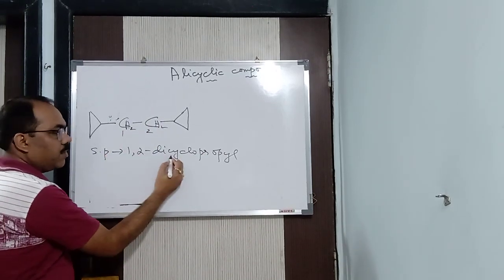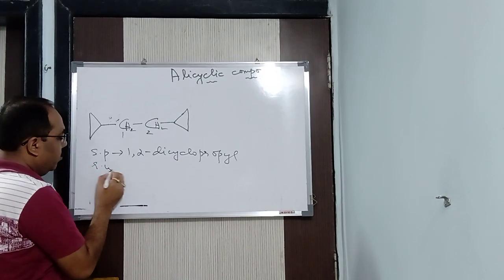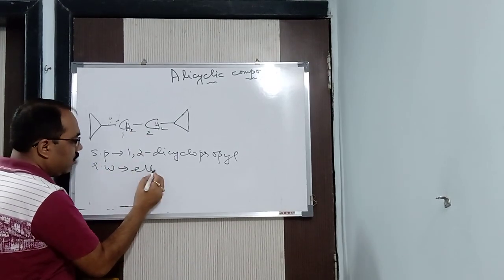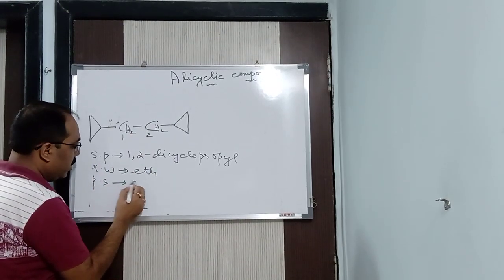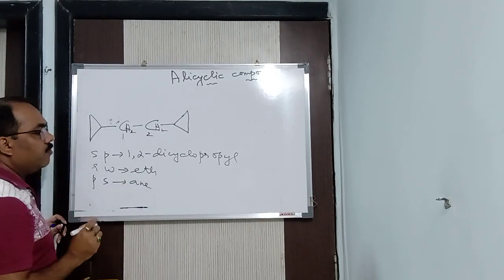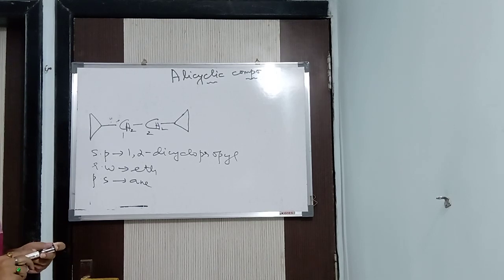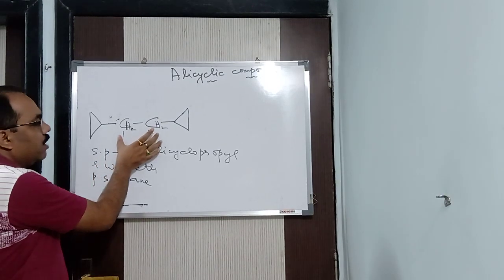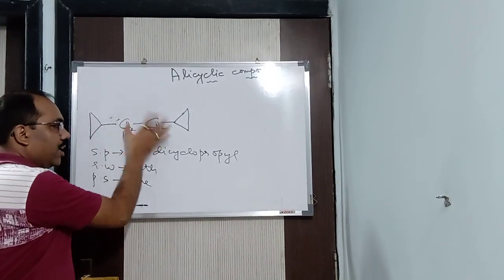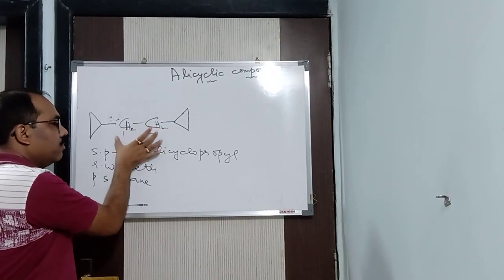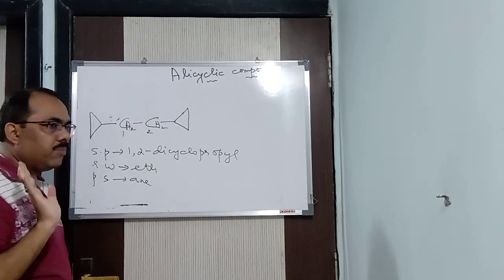So no primary prefix. Primary prefix comes here only. Then root word. Root word is what? 2 carbon, that is eth. And primary suffix is what? That is nothing but ane. So what name did you get? 1,2 dicyclopropyl ethane. So for that reason I said, irrespective of the number of carbon atoms, whatever the number of carbon atoms here, whether it is more or less compared to the alicyclic ring, the chain will become the root word and the ring is always the prefix.